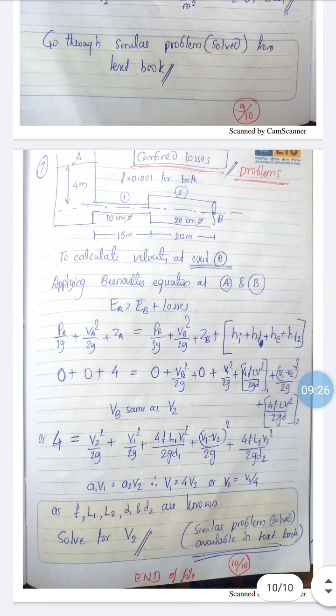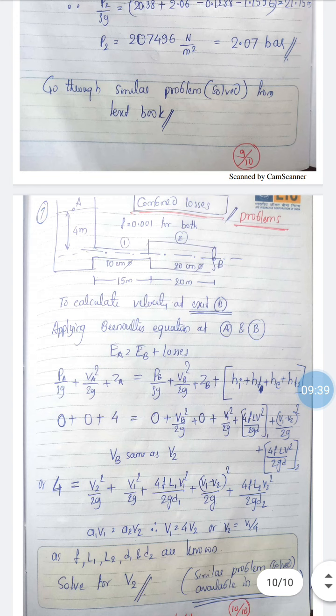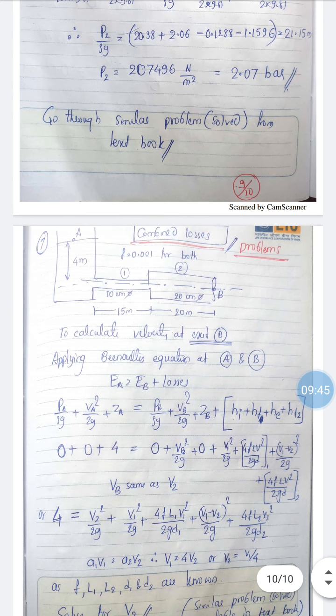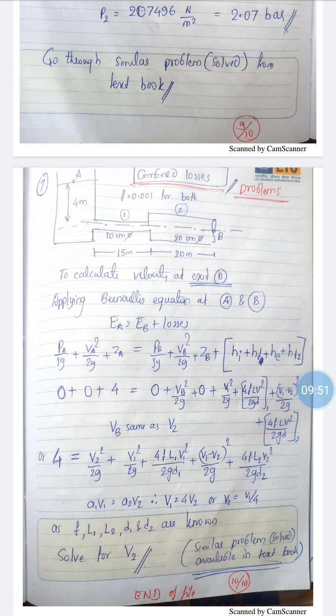Now at the end, a problem on combined major and minor loss is solved. You can see that a pipe is connected at one end to a tank. The other end of the pipe is open to atmosphere. The diameter of the pipe for the first 15 meters is 10 centimeter. Then for the remaining 20 meter length, the diameter is 20 centimeter. That is, the pipe expands from 10 centimeter to 20 centimeter. The total length of the pipe is 35 meters.